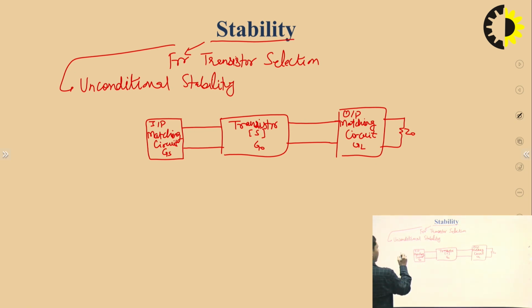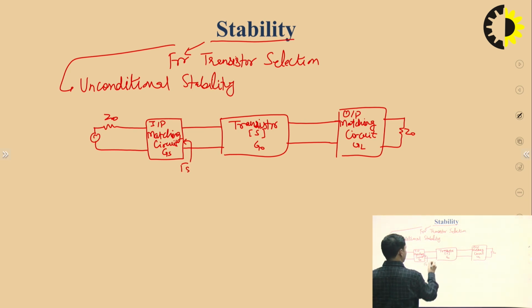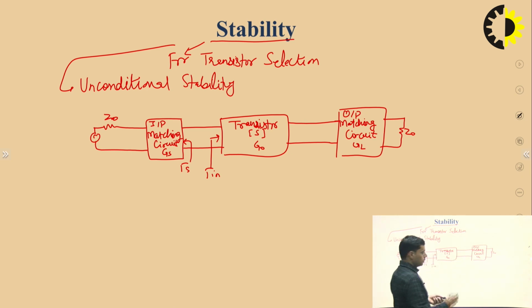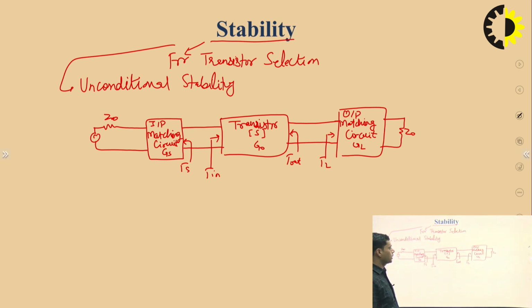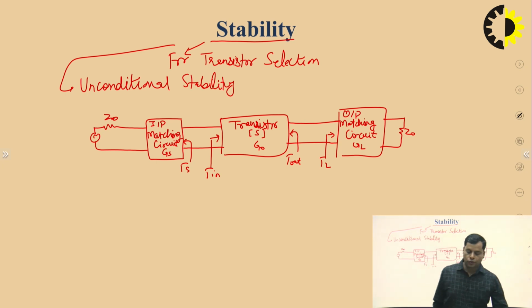It is terminated at the output with load impedance Z0, and at the input it has the source impedance Z0 with the source. The input matching circuit has reflection coefficient rho s, and here it has rho in. In a similar way, the transistor has output reflection coefficient rho out, and this is rho L. This is a simple, basic general diagram for the microwave amplifier circuit.